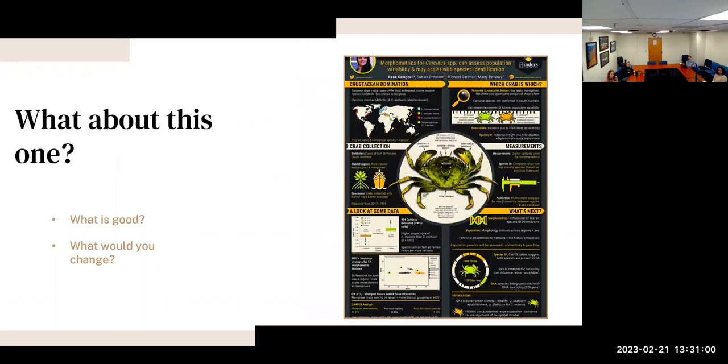What about this one? What is good and what would you change? I guess it might just be personal, but I don't like the poster that. Yeah, I would prefer it to be a lighter background with a darker text. That's a good point.